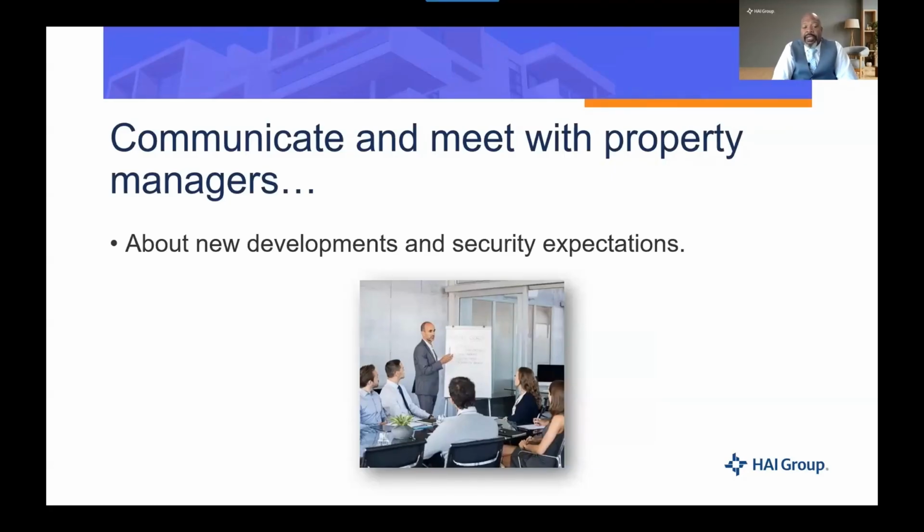Communicate and meet with the property managers about new developments and security expectations. As we change things and as agencies and organizations grow, they sometimes do acquire new properties or actually develop from the ground up. And we need to explain what security expectations may need to accompany how we do business. So we want to make sure that we're communicating that at all levels, to include with property managers.